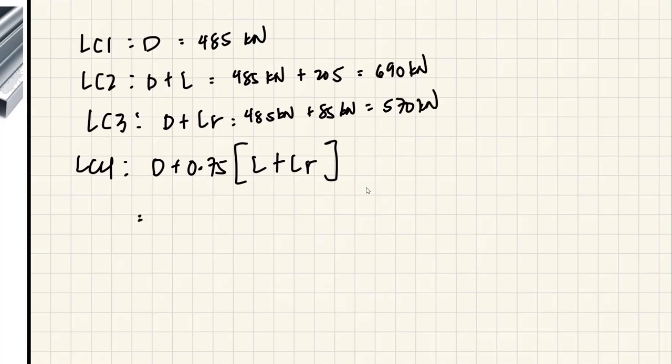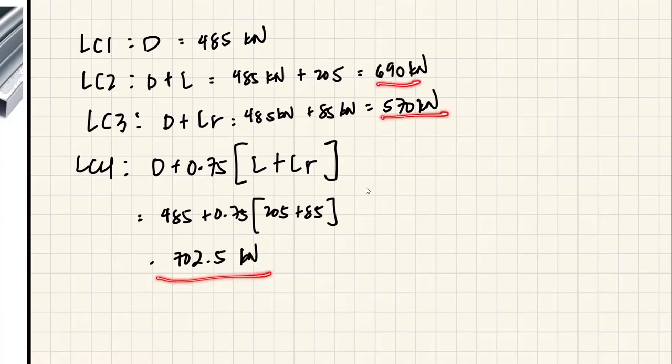And then we have 485 plus 0.75. And then kailangan pagsamahin natin yung 205 plus 85. 485 plus 0.75, 205 plus 85. So we have 702.5 kilonewtons. And based from these four values, alin ang maximum? Maximum natin or ang governing load combo natin is si LC4. Ito yung mag-govern sa kanya.